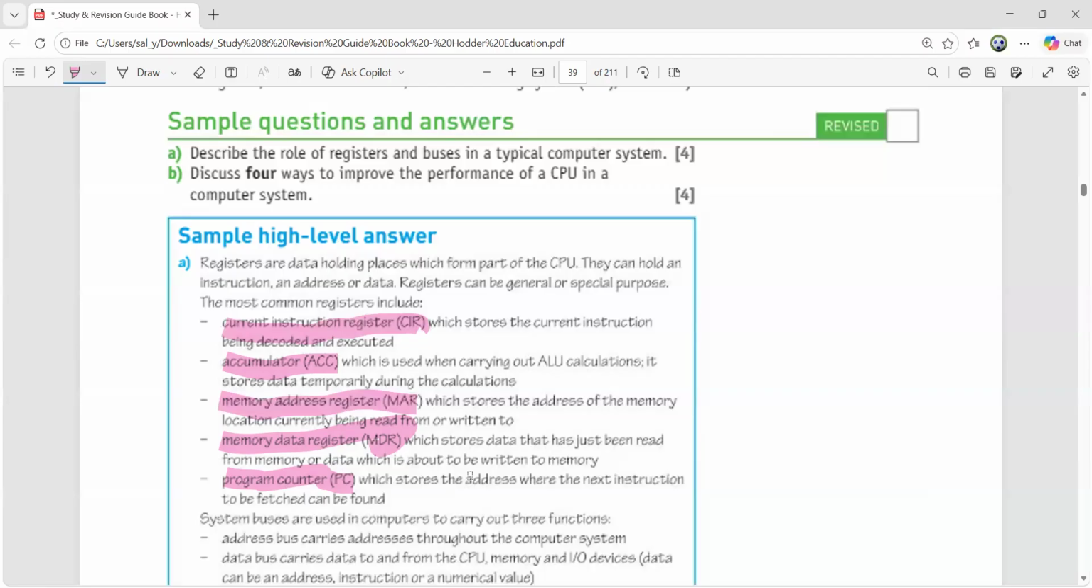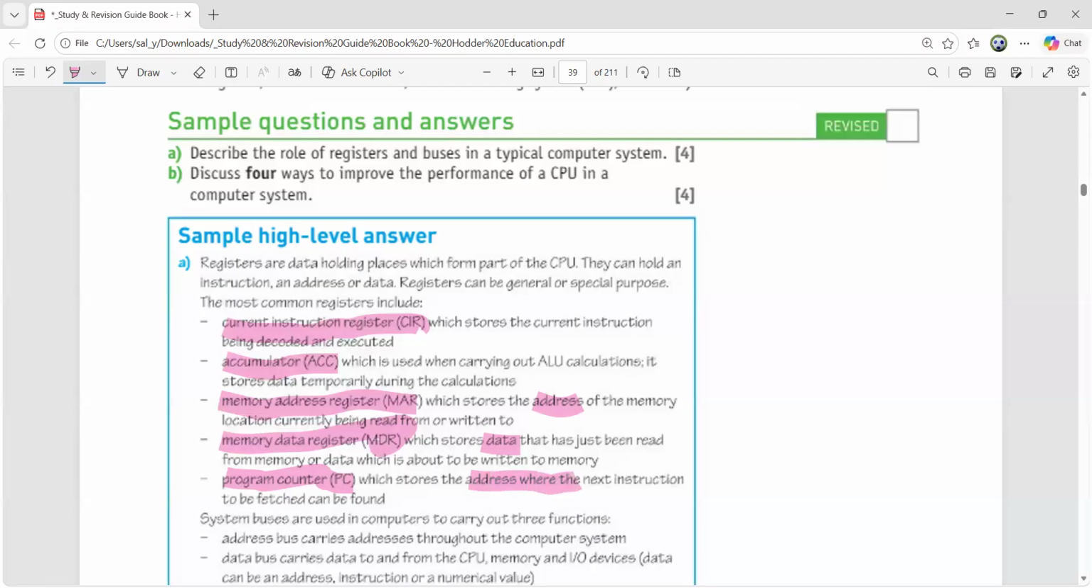MDR is storing the data. Remember, MDR is storing the data. A very important thing that should not be forgotten is that MDR is holding the data that has just been read from the memory or is about to be written to the memory. So MDR is holding both, whether you are getting the data to be read from or storing the data to be written to. And the program counter is storing the address of the next instruction. If you mention the address of the next instruction, that is going to be a very good answer for you.